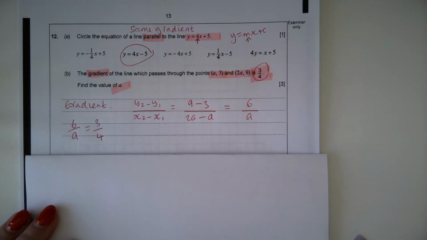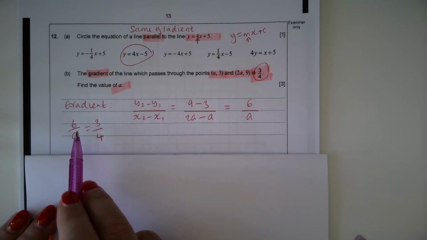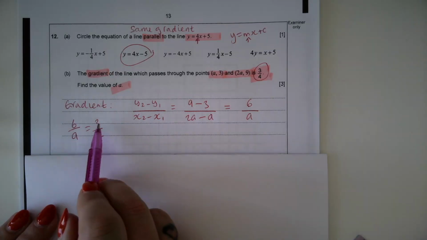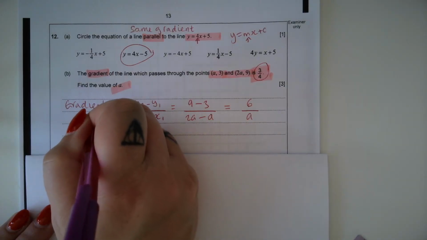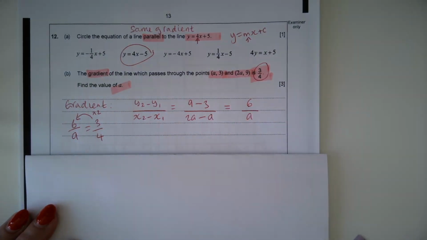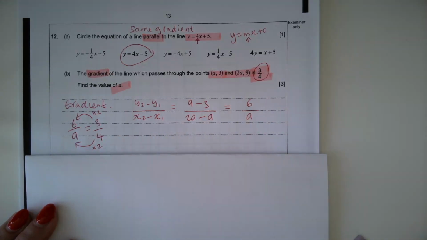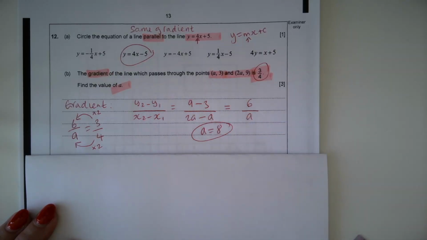Okay, so now we need to look at what's happening here. I need to find out what the a value is. Now working with fractions makes this a little bit simpler because we can see if these fractions are equivalent, if they've been scaled up or scaled down. Now looking at this 3/4, I can see that 3's been scaled up by multiplying by 2. So the same thing should happen to the bottom of the fraction. So when I multiply 4 by 2, I get 8. So a must equal 8.